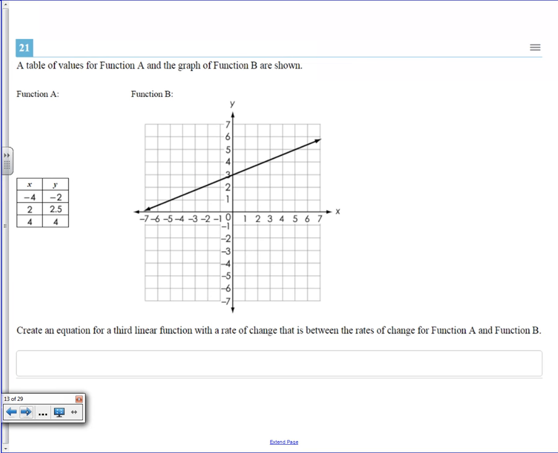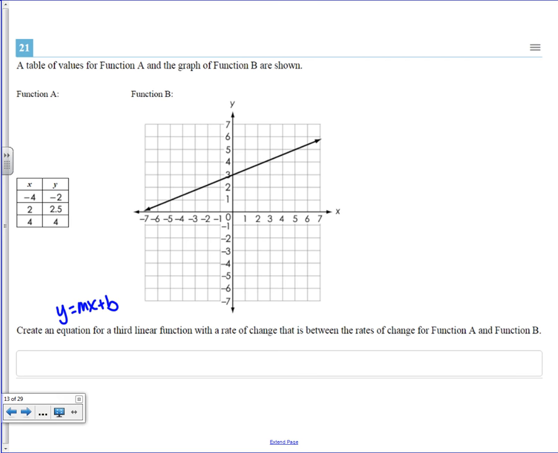All right, last one for us today. A table of values for function A and the graph of B are shown. So I have 2 different ones, folks, here. I have the table and I have the graph. It says create an equation. Well, if it's going to be an equation, it better look like this.